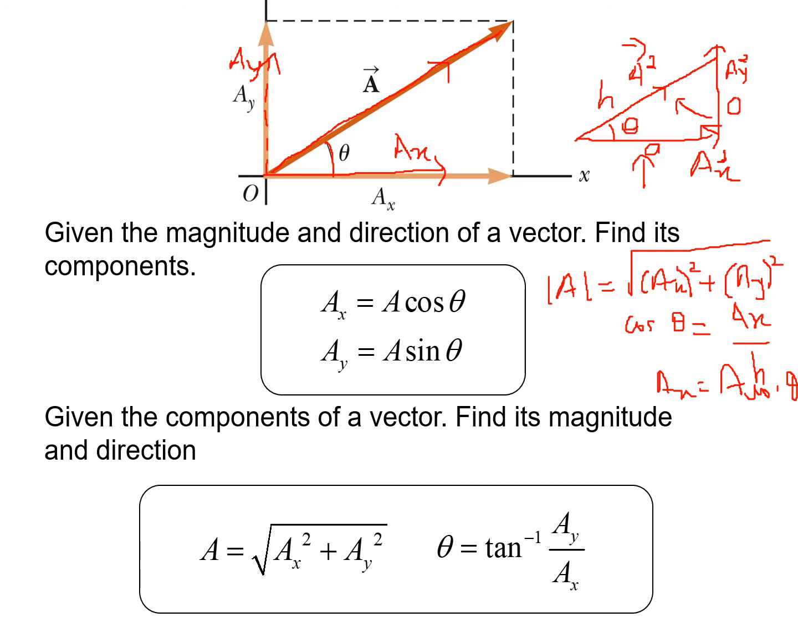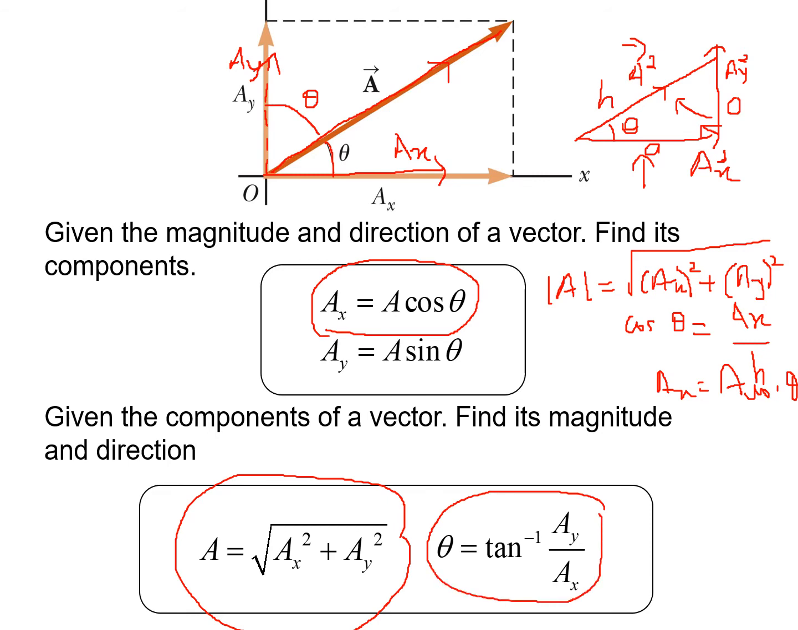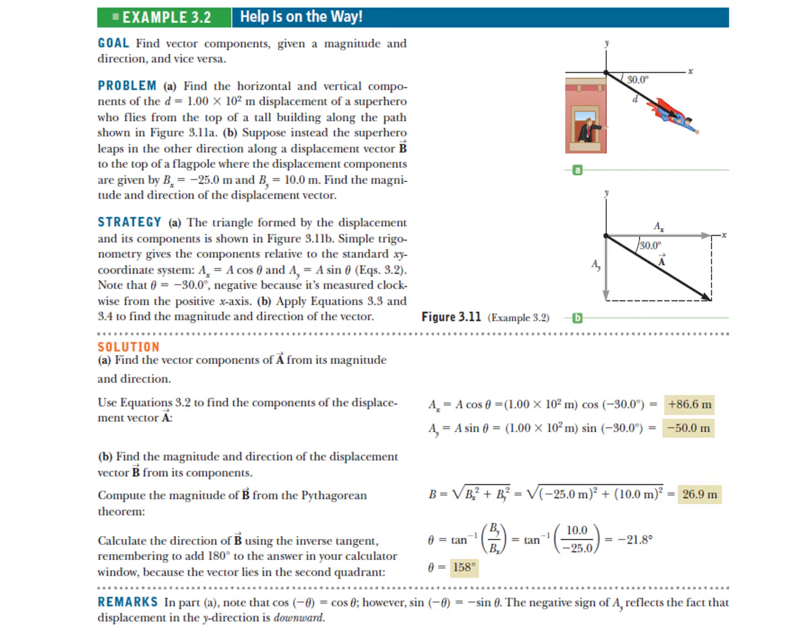So look at the angles. Where do they put the angle? If the angle is in between the vector and the component of x, then the component of x will have cos. But if in a certain situation the angle is put in between the vector and the component of the y-axis, then the component of y will have cos. So don't get confused. Given the components of a vector, find its magnitude and direction. This is how you determine the magnitude, and this is how you determine its direction.